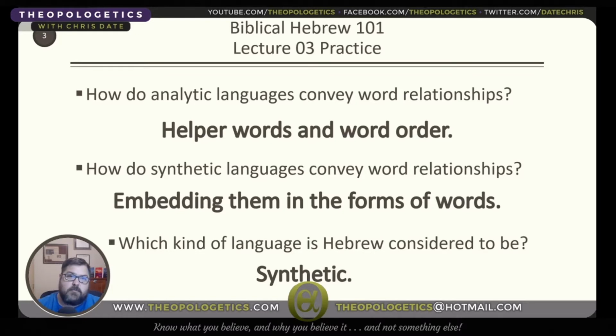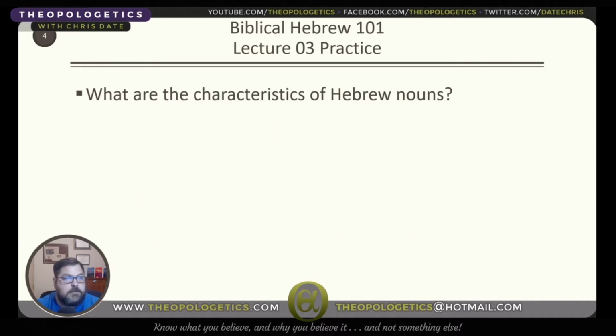So, we looked at a sentence in the lecture in an English translation of the Bible where you have, I think it was something like 9 words in a sentence, each comprised of 2 or more letters each. And that same sentence in the biblical Hebrew is just 2 words. And so that's a way of showing how helper words and word order are what communicate relationships in an analytic language like English, whereas it's all embedded in the forms of the words themselves in synthetic languages like Hebrew.